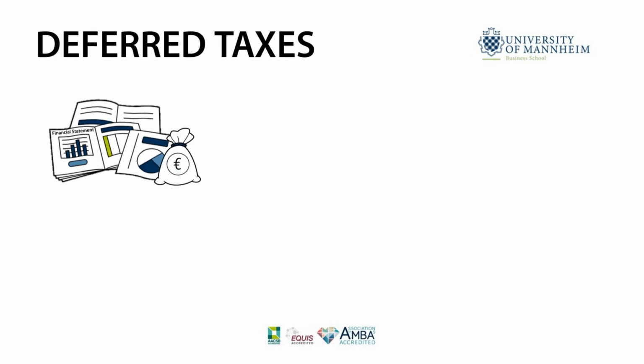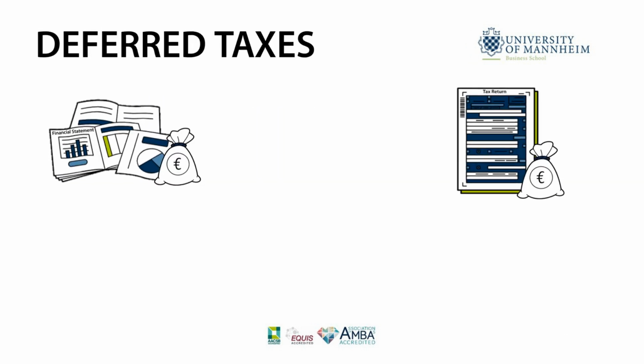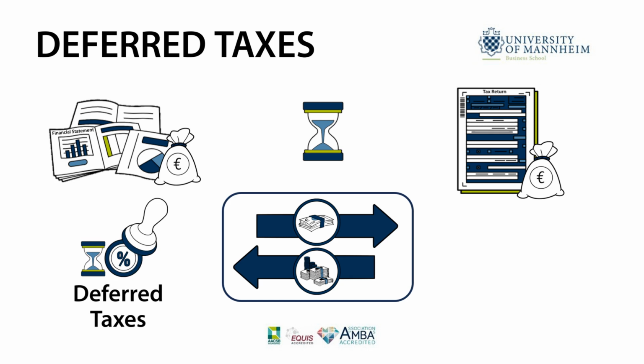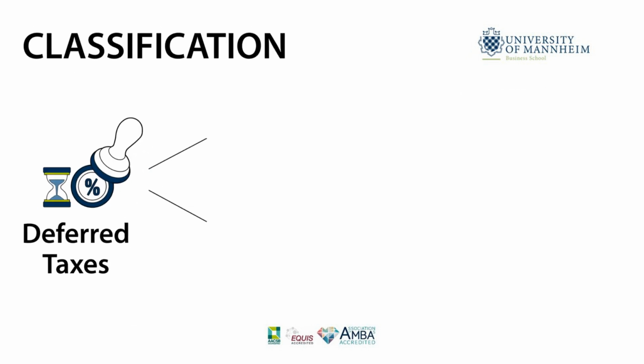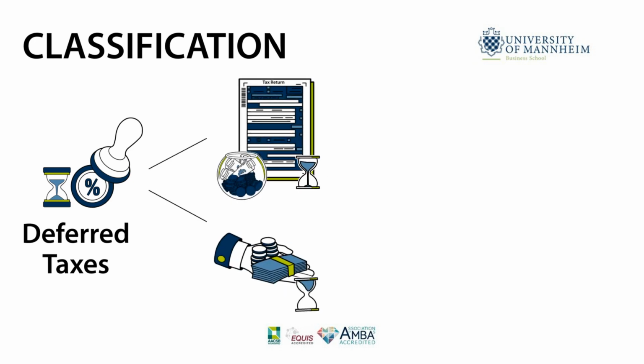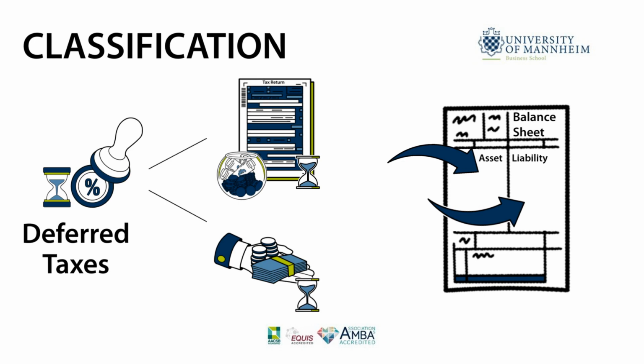Differences between accounting and tax profit primarily arise from timing differences in recognizing income and expenses for accounting and tax purposes. To account for these timing differences, the concept of deferred taxes is applied. Deferred taxes can be classified as either a deferred tax asset or a deferred tax liability and are recognized on your corporation's balance sheet.